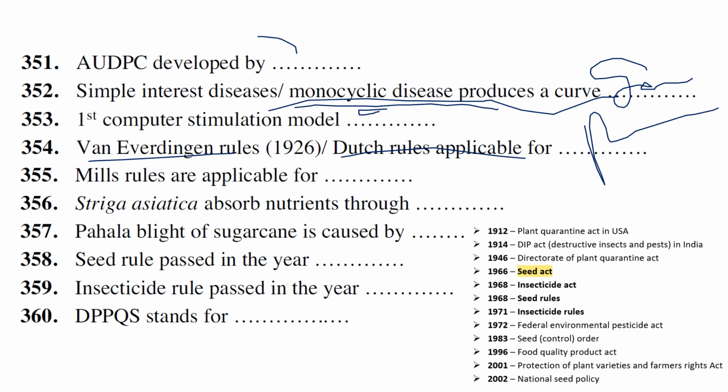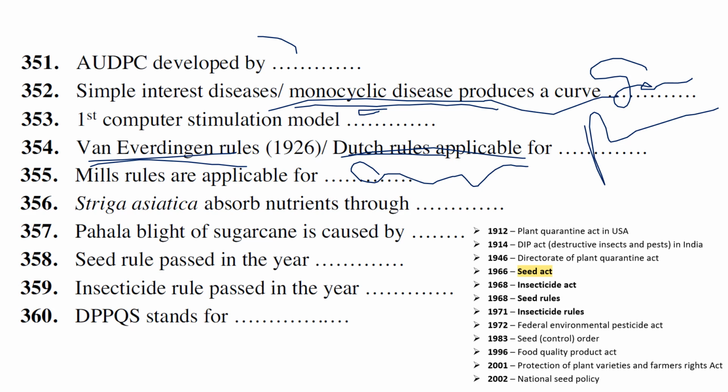Dutch rules or Van Everdingen rules, Irish rules, these are all applicable for late blight of potato only. Mills rules are applicable for apple scab, okay. Mills rules are applicable for apple scab, whereas the Van Everdingen rules, Dutch rules, Bourke rules, Beaumont rules, Irish rules, all these rules are applicable for late blight of potato.